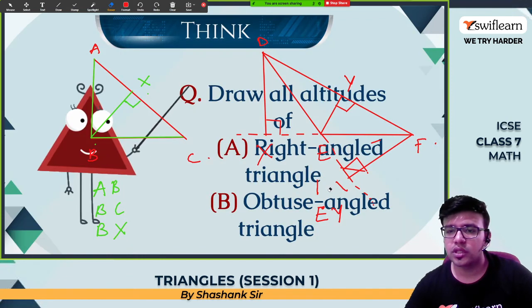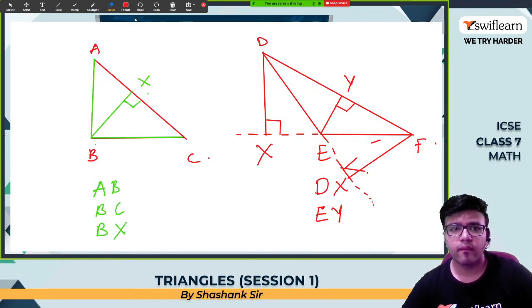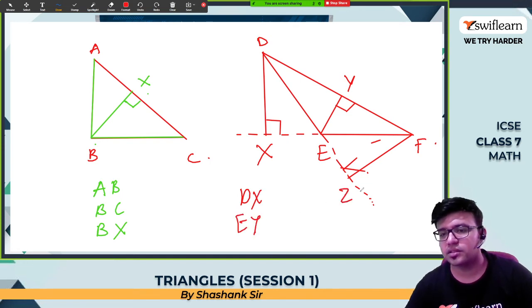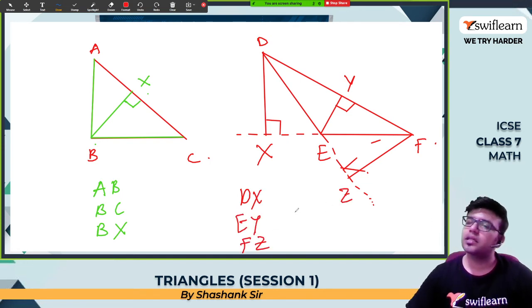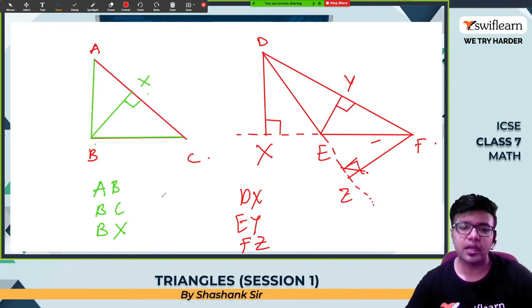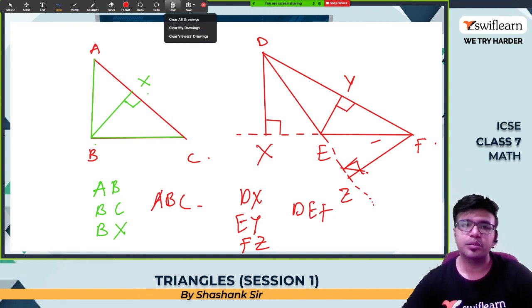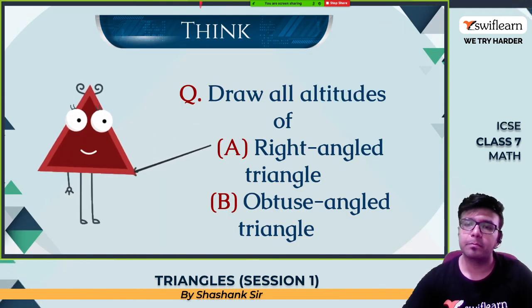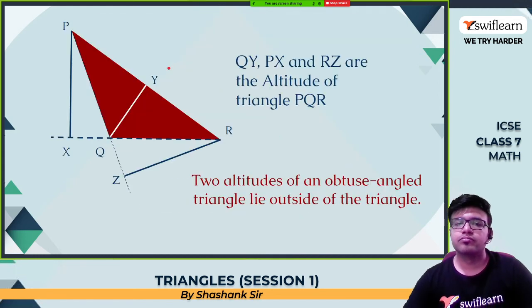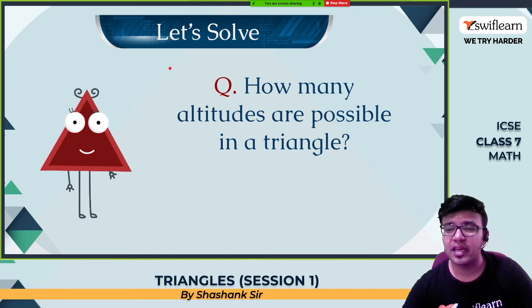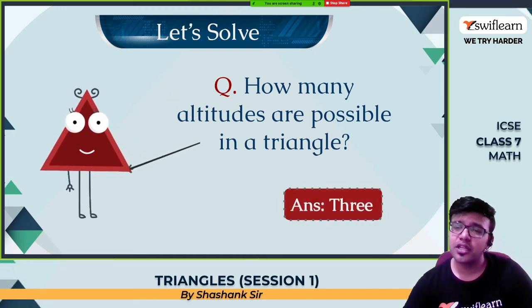Not to get confused with this. DX, EY, and this is Z, FZ. These are the altitudes for the triangle ABC and for the triangle DEF respectively. See, we have drawn this. How many altitudes are possible in a triangle? Three altitudes are possible in a triangle.